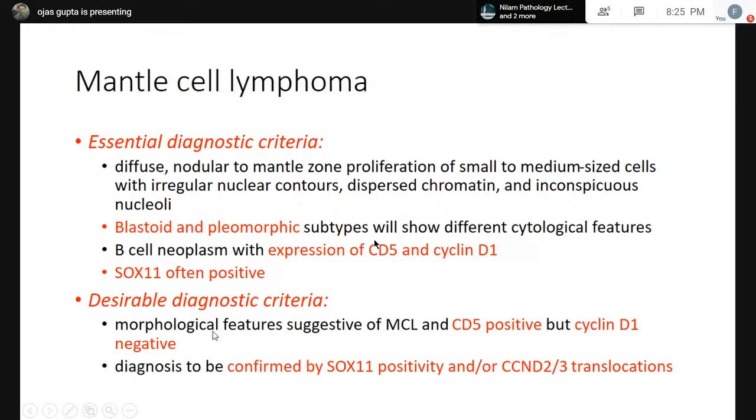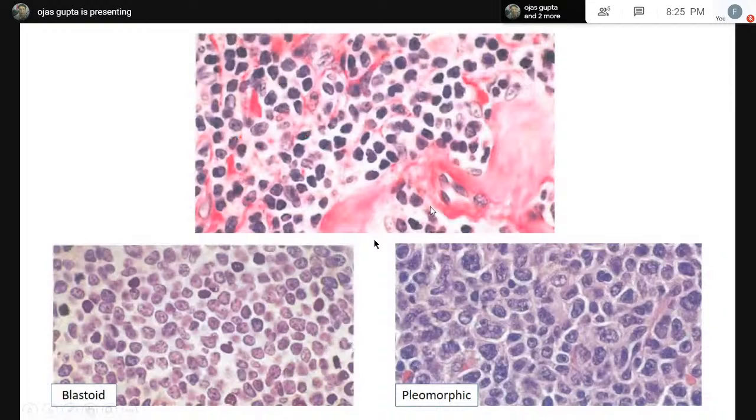The desirable diagnostic criteria is when they have morphological features suggestive of mantle cell lymphoma, that is, irregular nuclear contour and dispersed chromatin. They are positive for CD5, but negative for cyclin D1. In such cases, the diagnosis has to be confirmed by SOX11 immunohistochemistry or by looking at the translocation of cyclin D2 or cyclin D3. So apart from the routine morphology, we can also see blastoid or pleomorphic morphology.